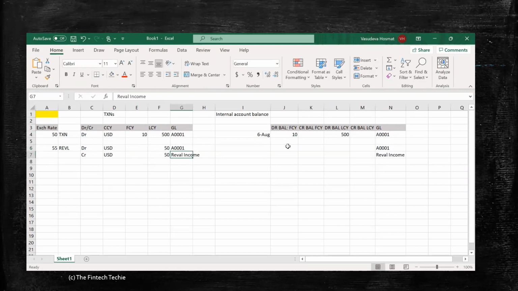So how does it translate? The FCY will still remain as 10, whereas your debit balance will increase by 50. And for the other portion, the revaluation, because there is an income, it goes with the rate of 50. So if you look at the revaluation entry, it is passed in USD, but it doesn't have an FCY component. It has got only an LCY component.